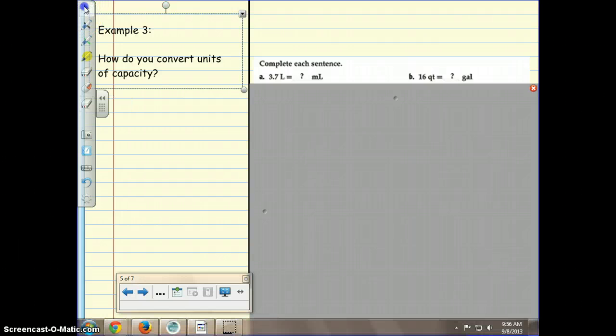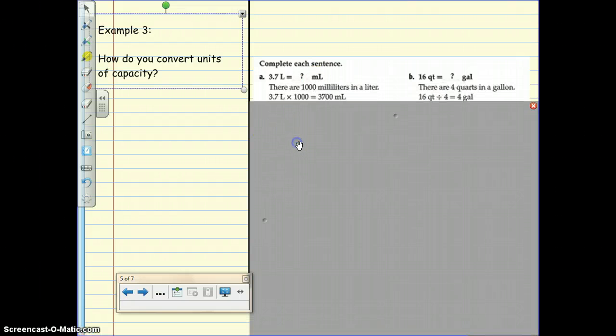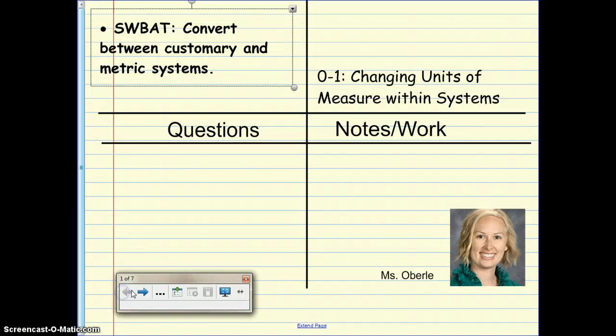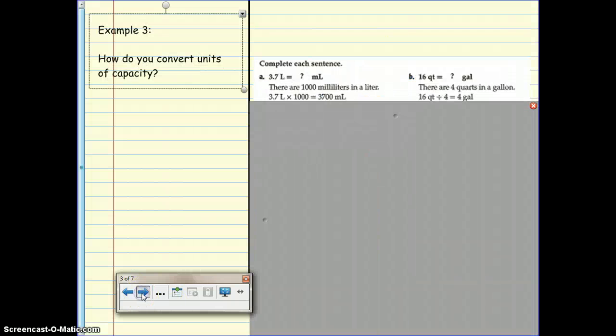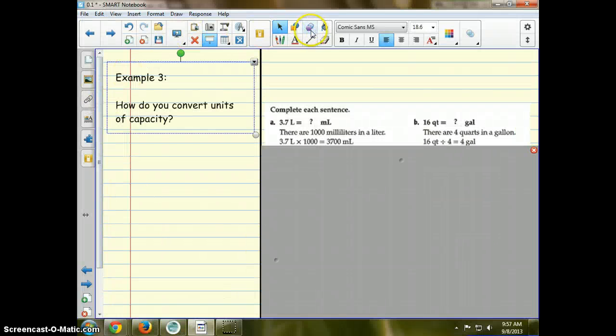All right, example 3. How do you convert units of capacity? Well, let's complete this first sentence. If I start with 3.7 liters and I want to go to milliliters, I need to think about the fact that there are 1,000 milliliters in a liter. And since we are going to need to multiply here, we would multiply 3.7 times 1,000. Thinking back to this statement from the very beginning, we multiply when we're going from larger to smaller. And in this case, liters to milliliters is larger to smaller. So the big idea there is that we are multiplying.